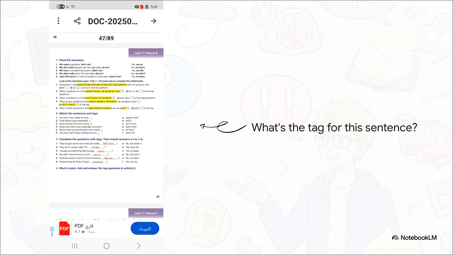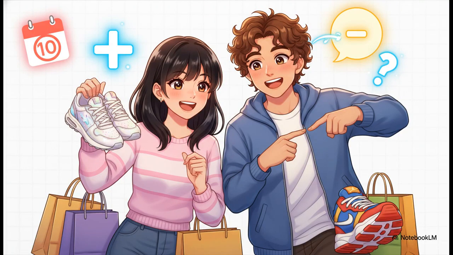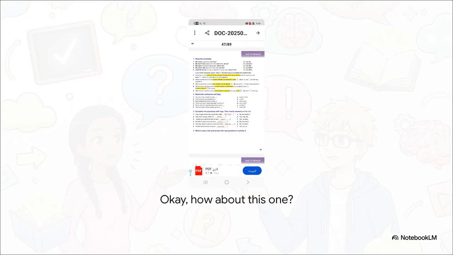All right, here's your first challenge. They bought some new shoes last week. What's the tag? Just think about those two rules, the rule of opposites and then finding that right verb. You've got this. Yes! Didn't they? Of course. Bought is past tense, so we know we need did. The statement is positive, so the tag has to be negative. Didn't. Amazing job. Let's try another one.